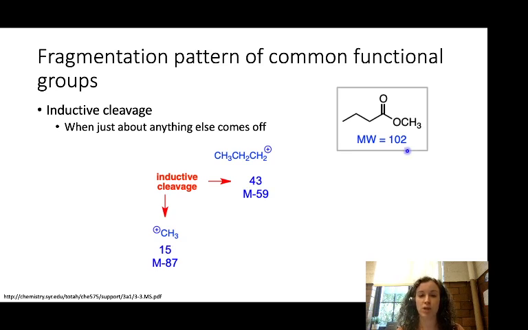So let's say we're starting with this molecule here on the right. Inductive cleavage could be if this methylene group breaks off. Or inductive cleavage can be when this propyl group breaks off. We should be able to guesstimate what's what based on mass. 15 is pretty clear, 12 plus 3, a carbon and 3 hydrogens. We'll get used to this as we go along.